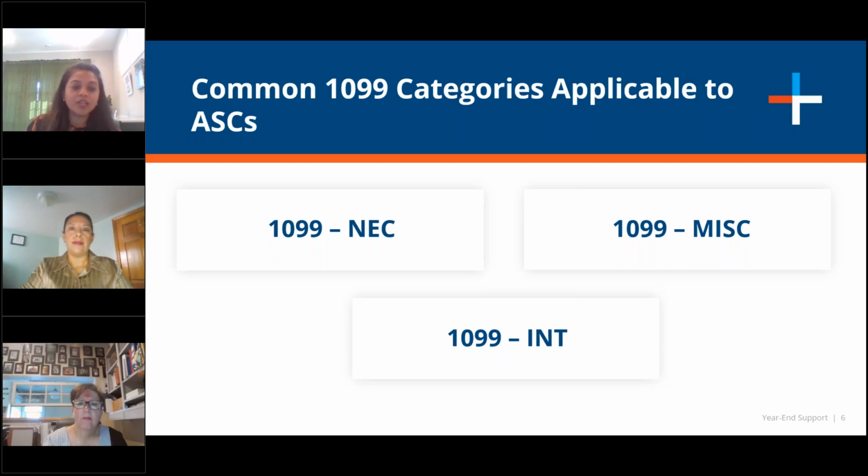The other one that we usually see ASCs file is the 1099 INT, which is the 1099 interest. Now we usually see two categories fall into this. One is the payments that you make to physicians for any interest that you pay to them in regards to a member loan that you might have received from them. And those contracts would be covered.